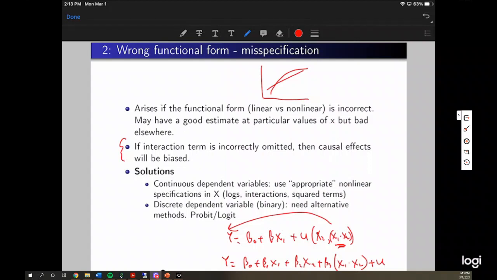Solutions: for continuous dependent variables, we want to use appropriate nonlinear specifications in x. We've talked about this, having squared or cubic terms of x. We haven't gotten to this where we have discrete dependent variables or binary dependent variables. We would need different methods called the logit and probit.